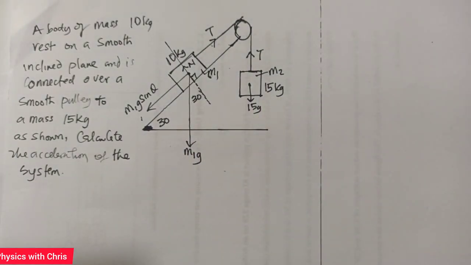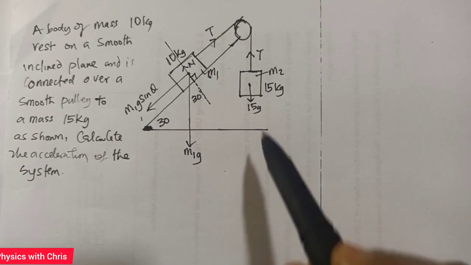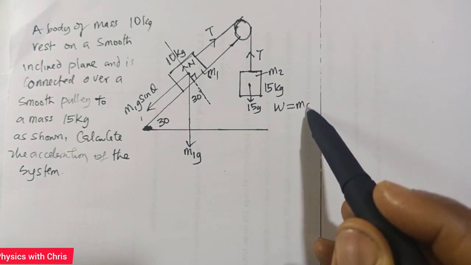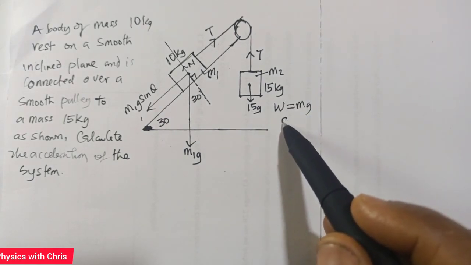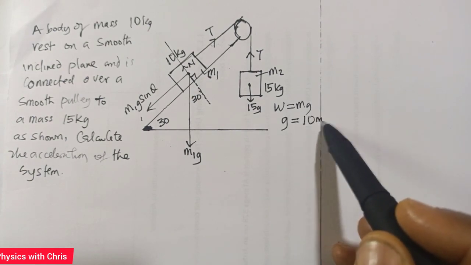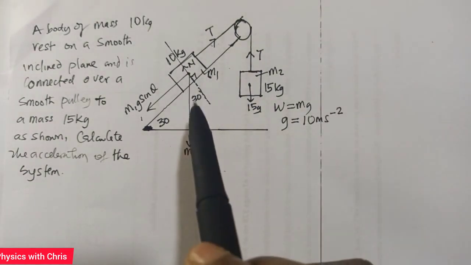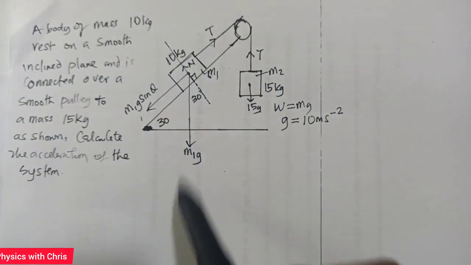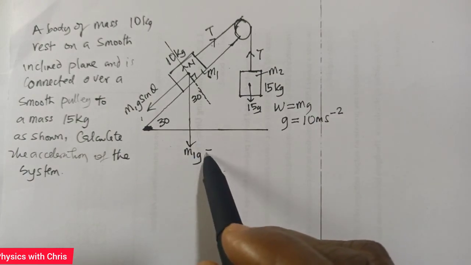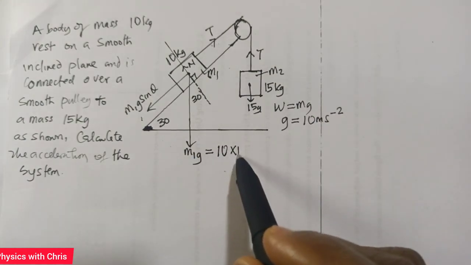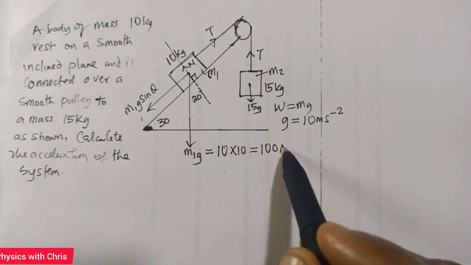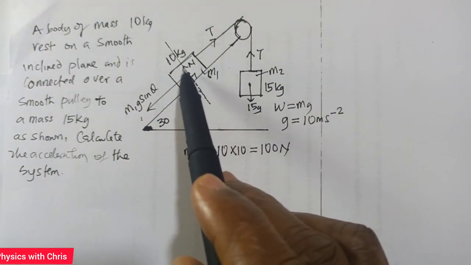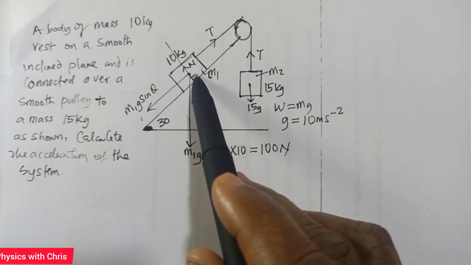I think I'm able to show the forces acting on these masses. Okay, the weight of M2, that's 15 kg, is m2g. This g is acceleration due to gravity, and that will be taken as 10 meters per second squared. All right, so the mass of M1 is 10 kg, and the weight acts vertically downwards. I call that M1g. M1g is going to be 10 times 10, that is 100 Newton, because the mass is given as 10 kg.